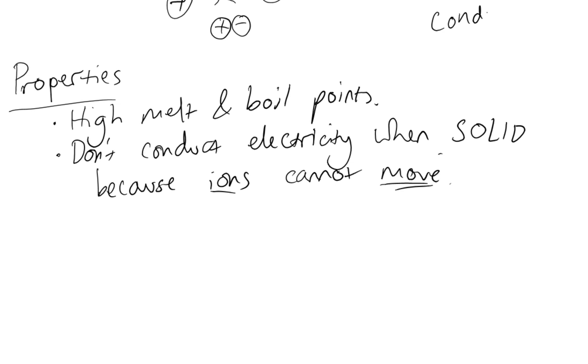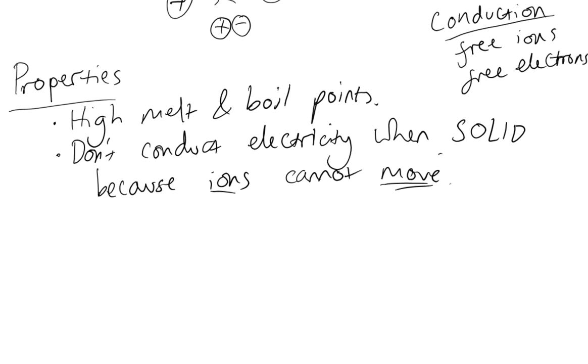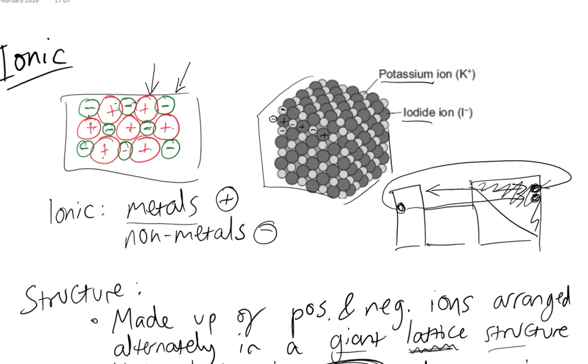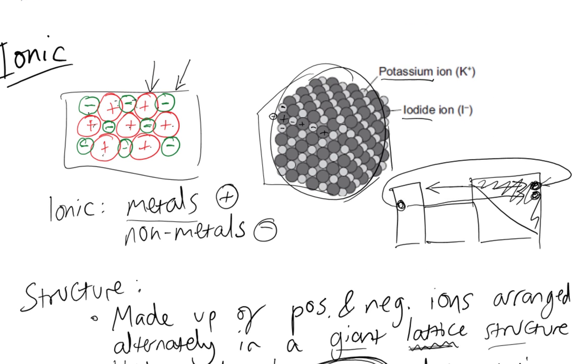Conduction of electricity generally can be done by two things: free ions or free electrons. If it's moving and it's got a charge, it can conduct electricity. Remember, electrons are negatively charged. Okay, so ionic things don't conduct electricity when solid because the ions are all stuck in this giant lattice structure, so they are not going anywhere, they're all jammed in there.